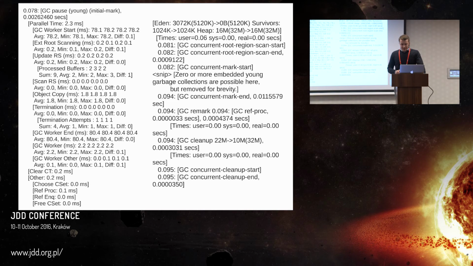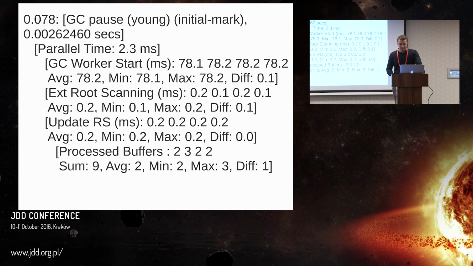And the log is quite big, because this is a single entry from garbage collection, so quite a lot of information. I will cut it and explain. The first line, GC pause young initial mark, means that we are doing the young collection. And here we are starting the threads. We have 4 values here, so it means that 4 threads are working on garbage collection.